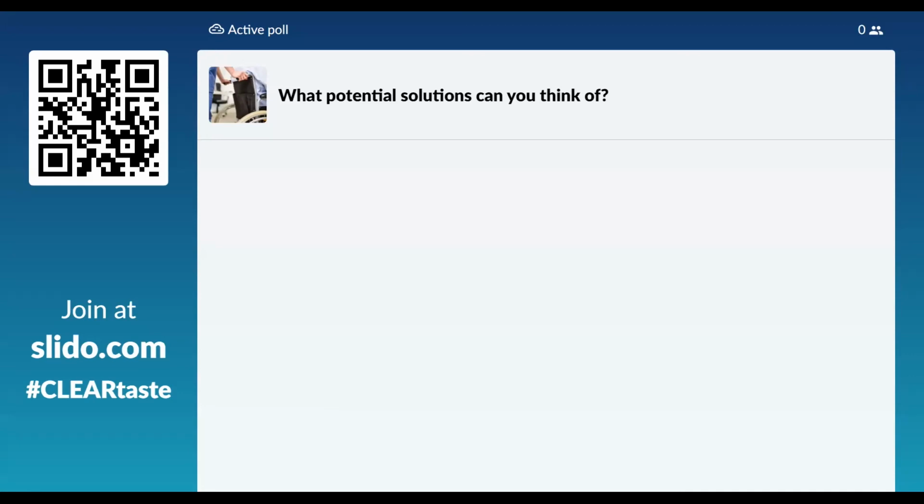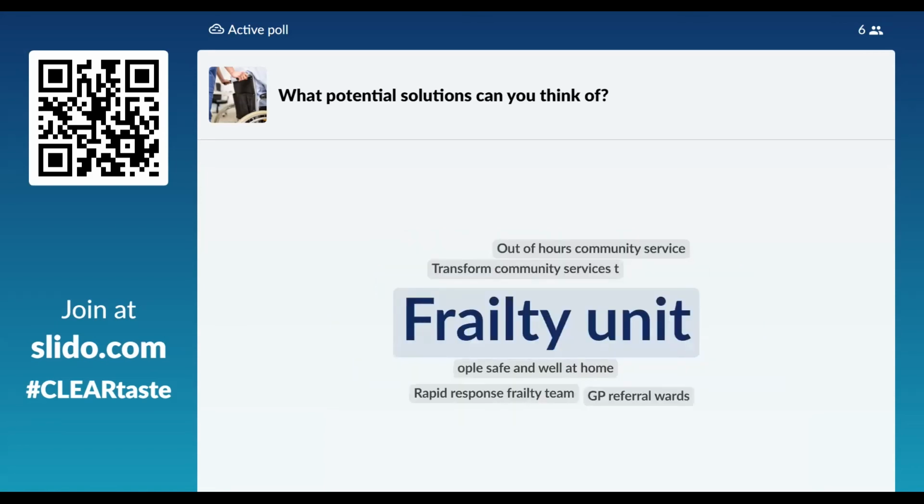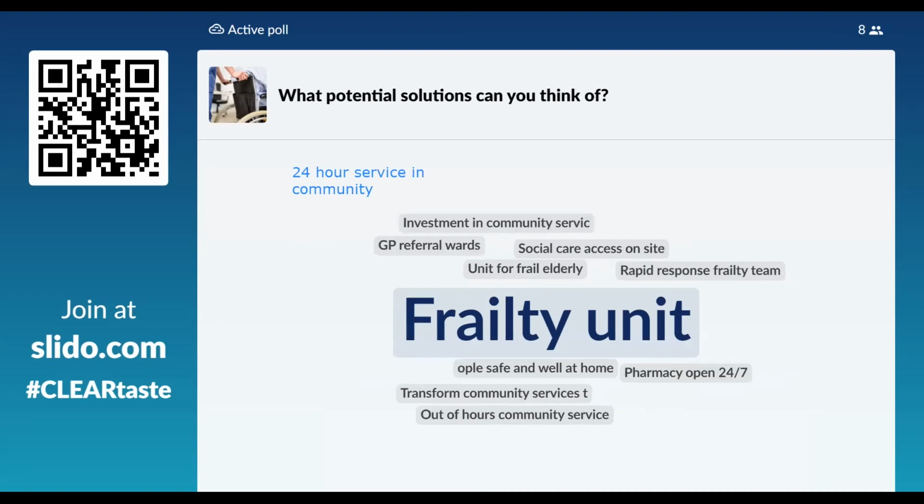So anything that you could think of that would help support or address the challenges that you've heard so far. Particularly, I guess, thinking about that frail elderly population. Fantastic. We've got some ideas: a frailty unit, a rapid response team, out of hours community service, GP referrals, pharmacy open 24/7.